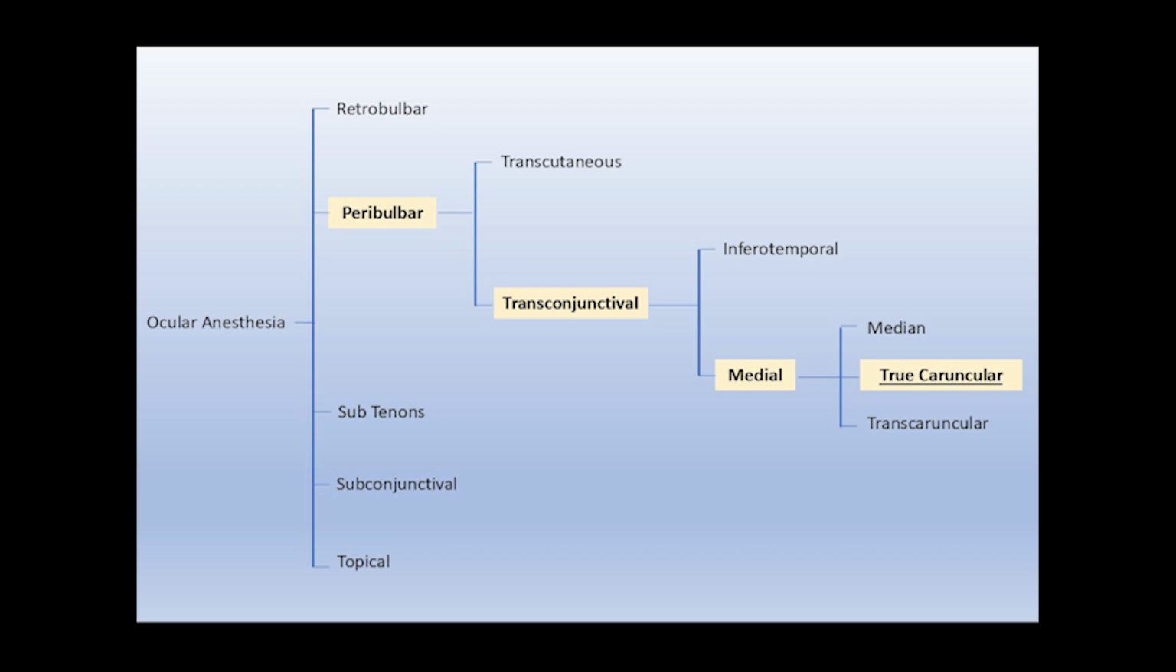The medial orbit is the safest location as it has no major neurovascular bundles. The medial peribulbar is further classified based on the injection site as median peribulbar, which is the medial most injection technique, and medial to the caruncle. The true caruncular anesthesia, where the needle passes directly through the body of the caruncle, and the transcaruncular, where the injection site is lateral to the semilunar fold. In this video, we describe the technique of true caruncular anesthesia and its advantages.